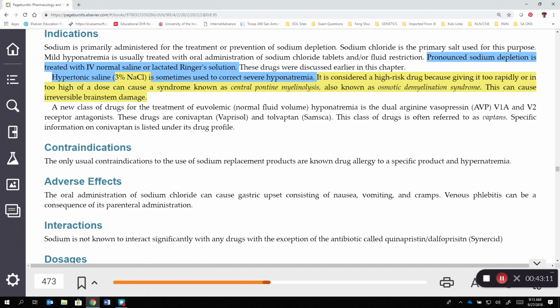And possibly SIADH. You'll learn more about those later. So we have talked about using sodium chloride IV, the parenteral formulation. And it talks here about the hypertonic saline, so that would be like our 3% or 5% sodium chloride. Sometimes it can be used to correct severe hyponatremia. You know, if we need to correct it really fast, we can give that.